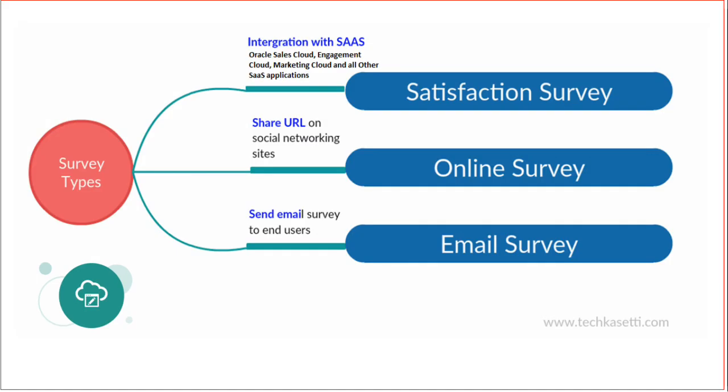Now let us discuss the different kinds of surveys which are supported by the product. Satisfaction survey. A satisfaction survey can be embedded as part of various business processes, like on successful closure of a loan application, opportunity, ticket, contract, etc., and get the customer satisfaction feedback. There would be an integration with the SaaS application for association of the feedback report to the particular record.